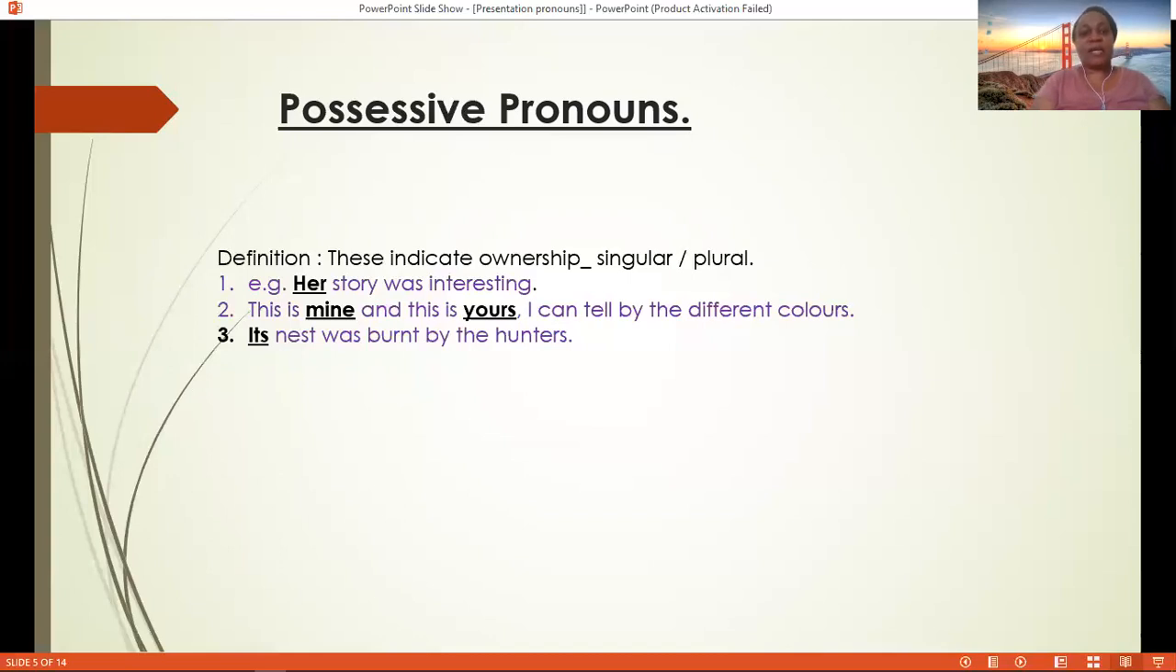Possessive pronouns. Its nest was burnt by the hunters. The nest belonged to it, therefore it is its nest. It was burnt by the hunters. Those are our examples of possessive pronouns.